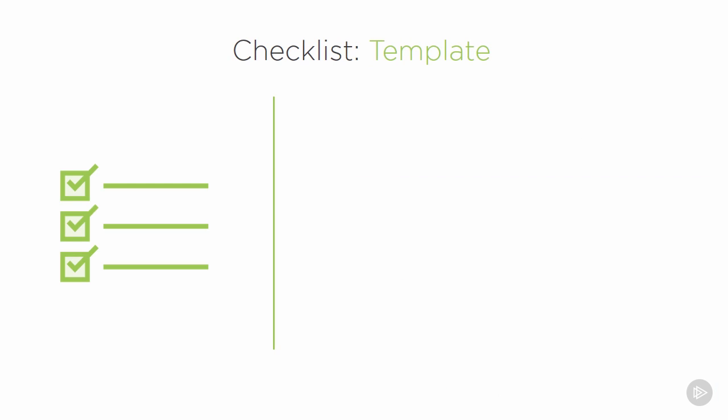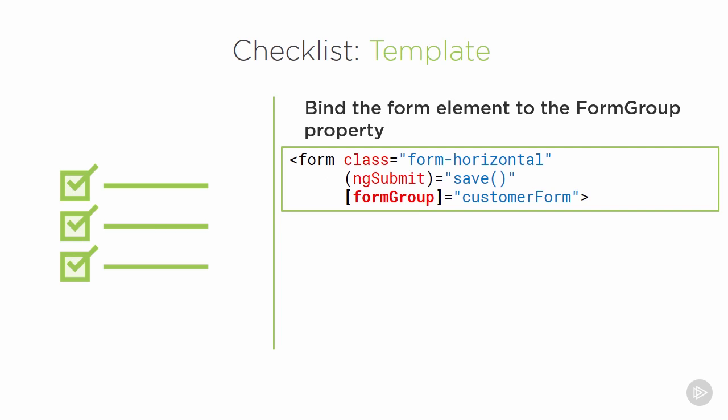We then bind the component's template to the form model. In the form element, we use the form group directive and property binding to bind to the root form group property we defined in the component class. In this example, that property was called customer form.